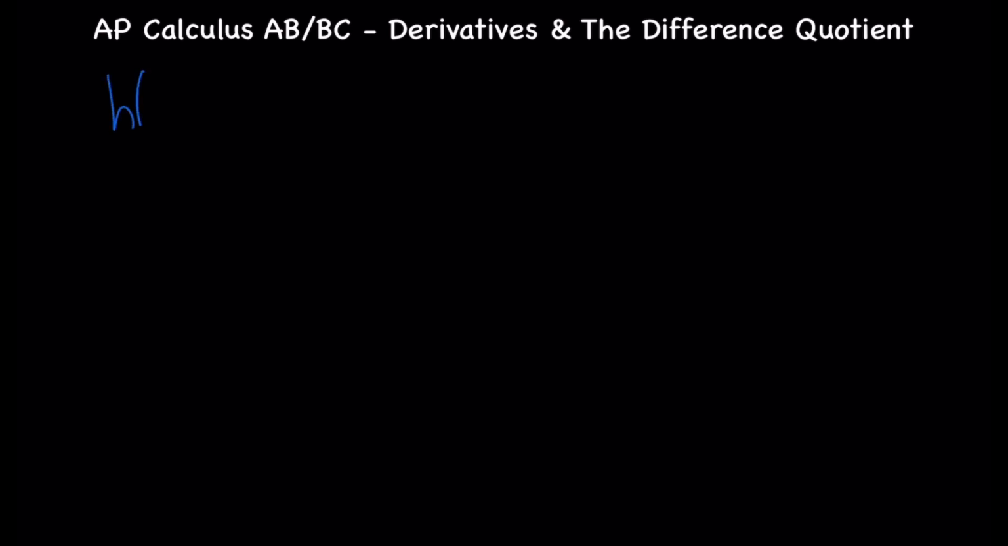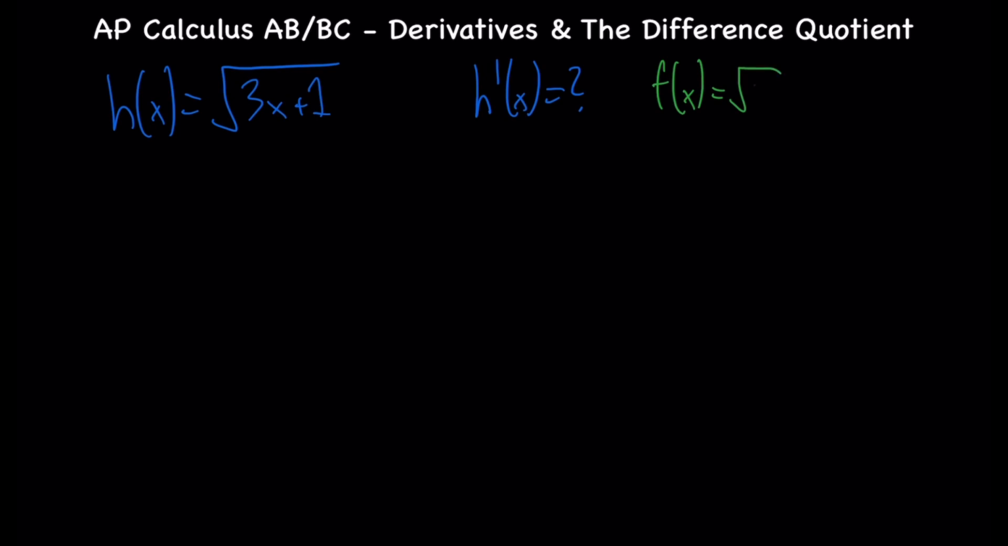So say we have h of x equals the square root of 3x plus 1. We want to find the derivative of h of x. Now, here's where it gets tricky, because you need to identify what is f of x and what is g of x. f of x, if you can guess, is the square root of x, because we're square rooting this whole thing. g of x is equal to 3x plus 1. You understand how that works?